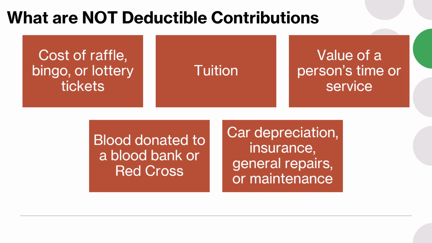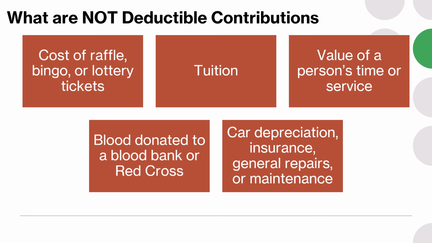And then we need to talk about certain kinds of contributions that are not deductible. These are things that even if they are given to a qualifying organization, they still cannot be deducted. So the cost of raffle, bingo, or lottery tickets, and tuition, which comes into play where taxpayers are sending their children to a private school, and they're making donations to this school. It's a nonprofit, but if it's for tuition, that's not deductible.